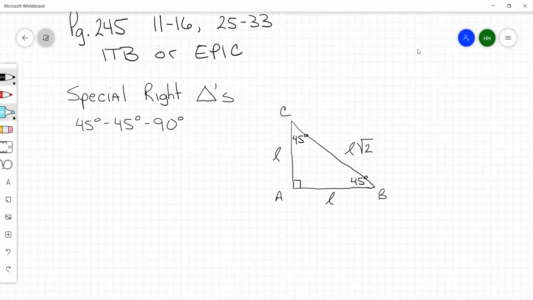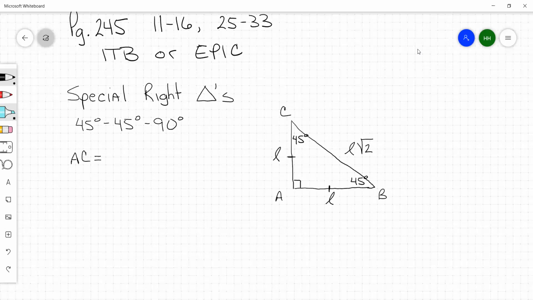And let's say that side AC is equal to, obviously it's the same length as the other side. Agreed? 45, 45, 90. It's an isosceles right triangle. The two sides are the same. You're not going to be asked a question. They're not going to give you a side length and then ask you for the other side length in a 45, 45, 90 because they're the same. What they will do, though, is they'll give you the hypotenuse.